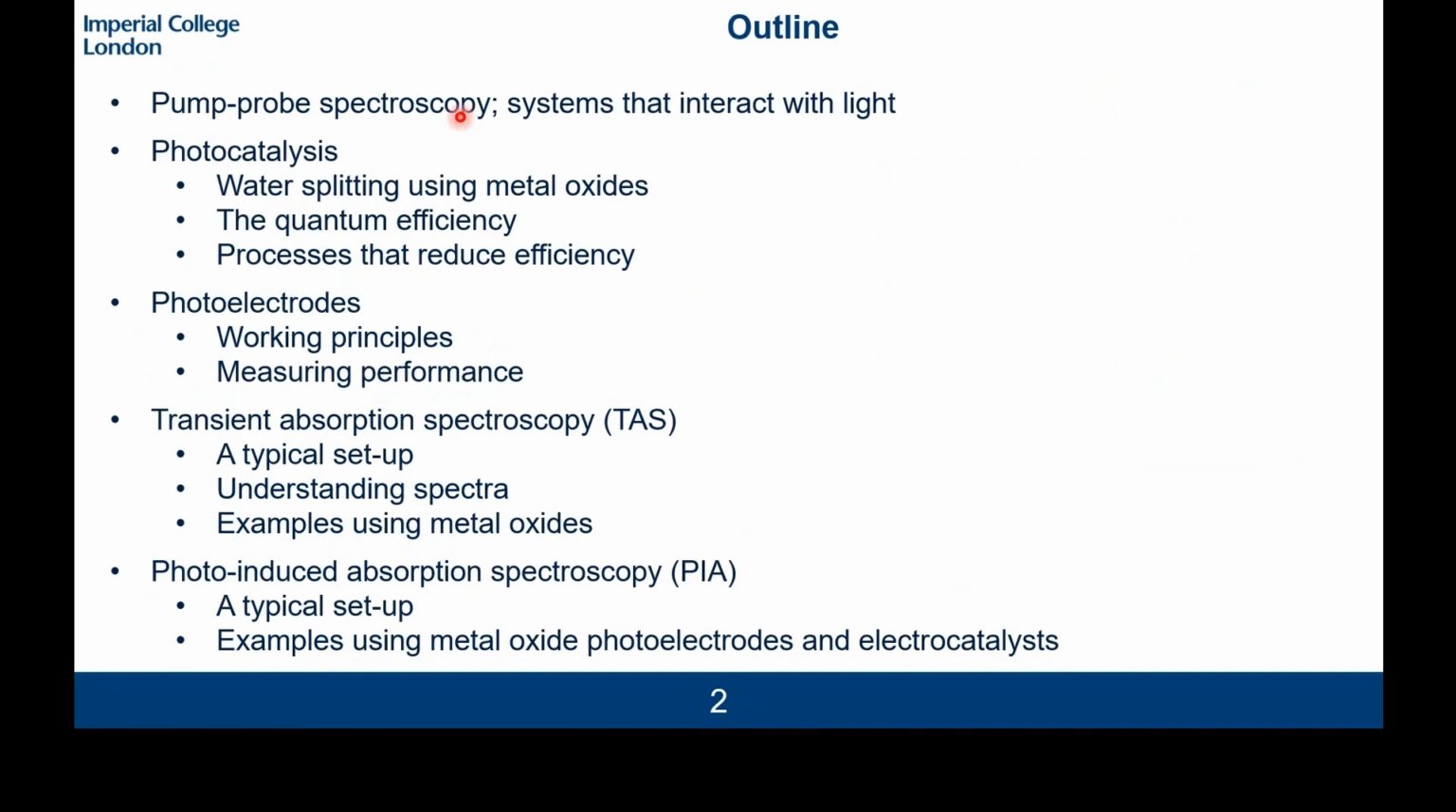A short overview of the origins of pump probe spectroscopy. Then I'll go and explain what photocatalysis is. Then one branch of photocatalysis, photoelectrodes, and how they work and how we can measure their performance. Then I'll give you some examples of transient absorption spectroscopy. So this is one type of the pump probe spectroscopy that can be used to understand photocatalysts and photoelectrodes.